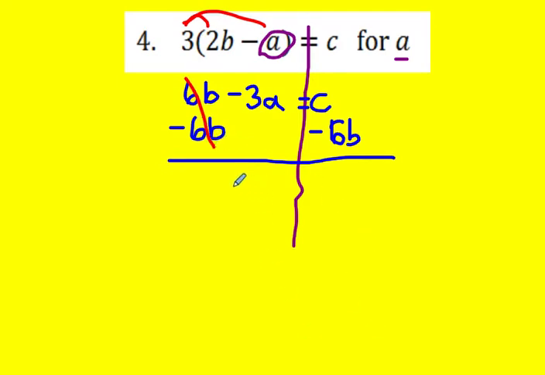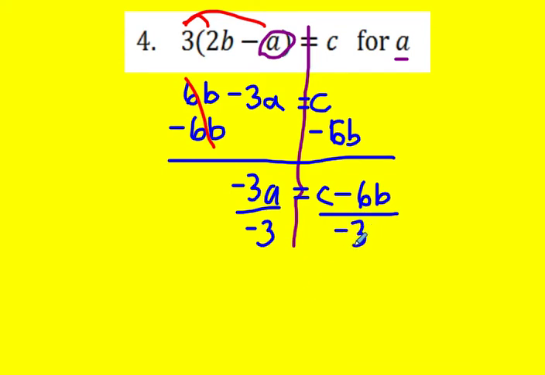So at this point, I have negative 3a equals c minus 6b. And now I need to get rid of this negative 3. So to do that, I'm going to divide both sides by negative 3. And remember, when I divide on the right-hand side, that means that both the c and the 6b are getting divided by negative 3. So these cancel out.